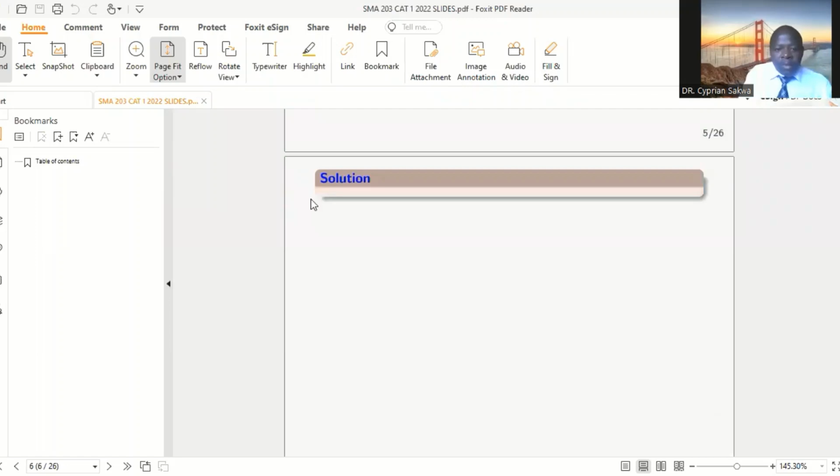So our matrix A is given to us as 1, 2, 3, 0, 5, 0, and 2, 4, 3. So I want to get the cofactor. Let me just show you how to get a minor first of all.